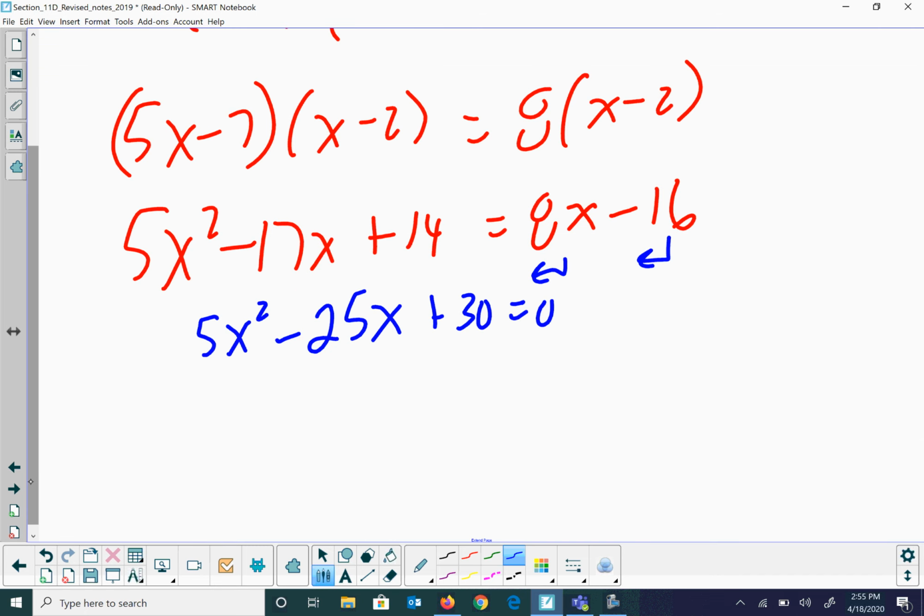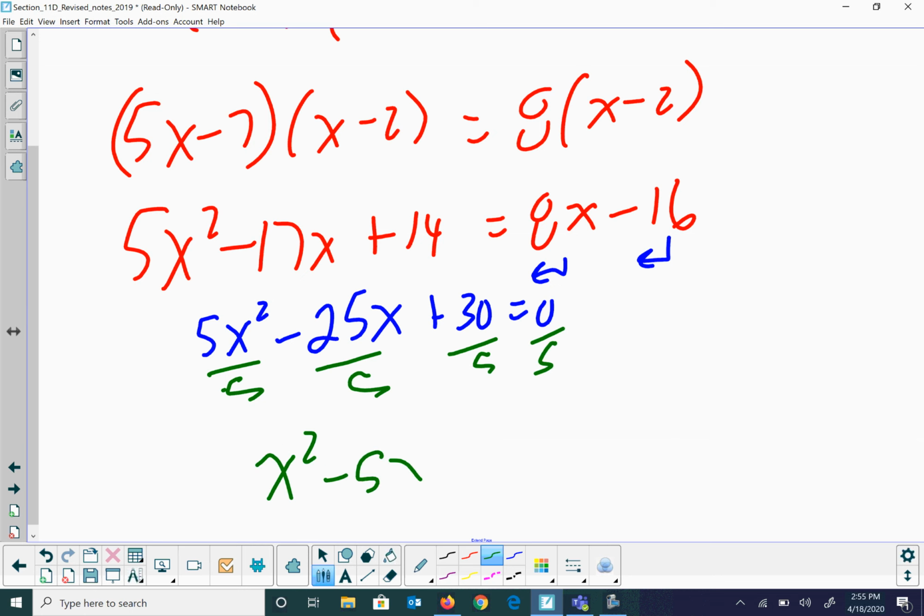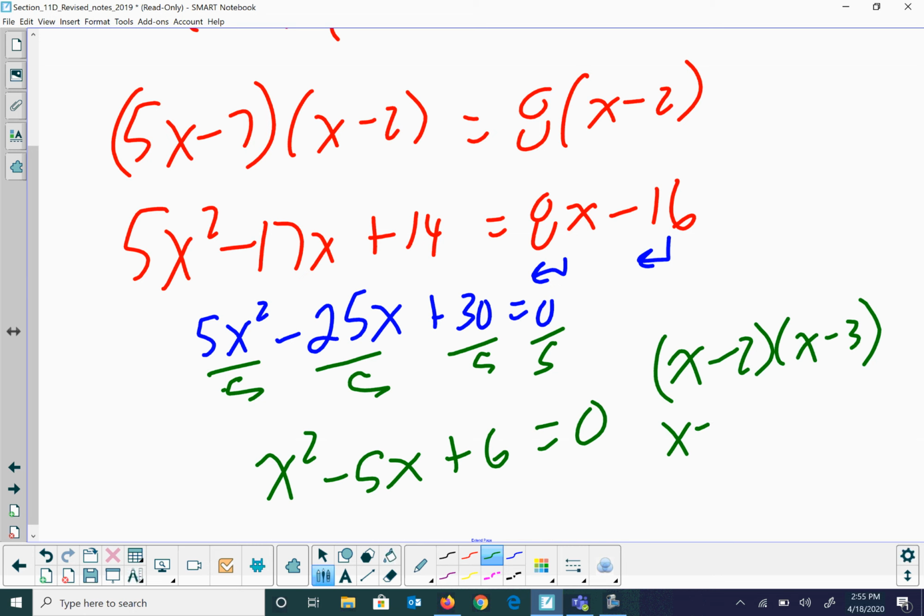And it looks like I can factor out, or just divide everything by 5, because we don't have to factor it. So then I need x squared minus 5x plus 6 equals 0. If I factor that, I'm going to get (x minus 2)(x minus 3). So that tells me x is equal to 2 and x is equal to 3.